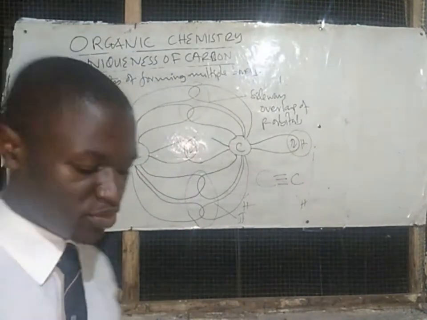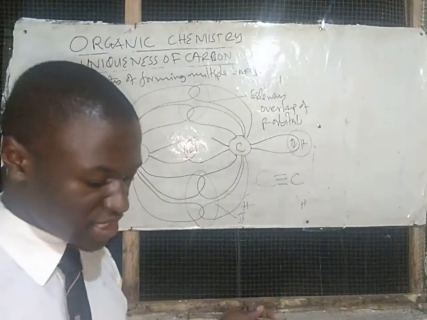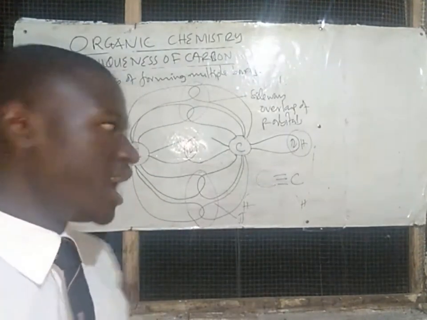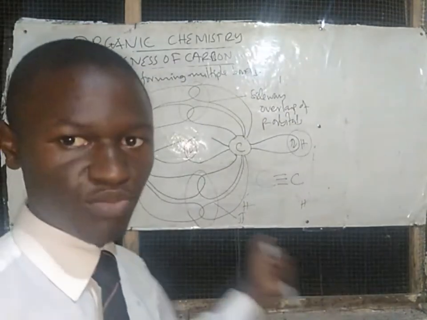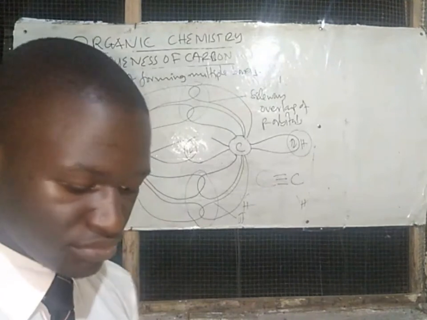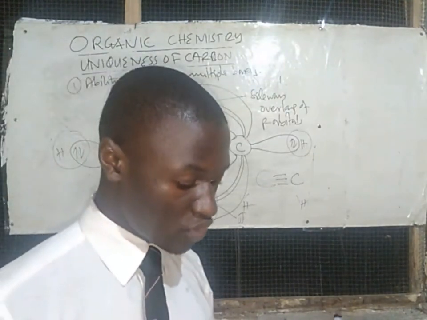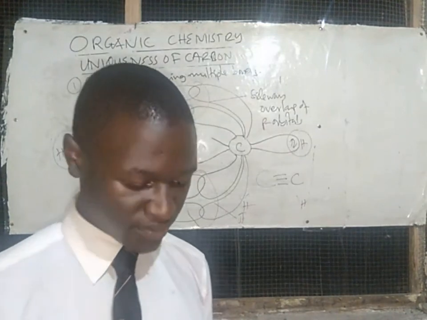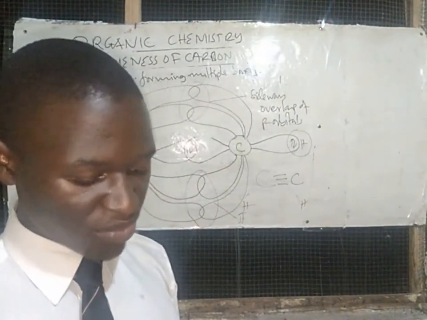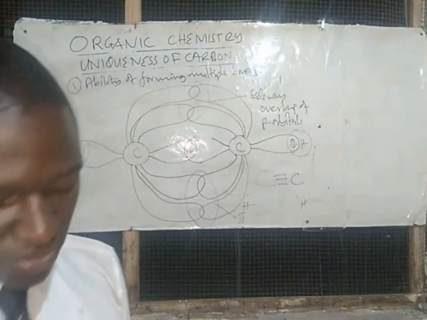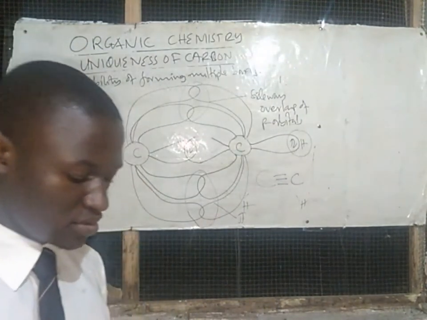Why? Because of small atomic size. So we are saying carbon can form single, double, or triple bonds, and not only with carbon, it can also form these kinds of bonds even with other atoms such as nitrogen. So what we are saying is that carbon can form multiple bonds with other carbon atoms, and it can also form multiple bonds with atoms of other elements such as oxygen, sulfur, and nitrogen.